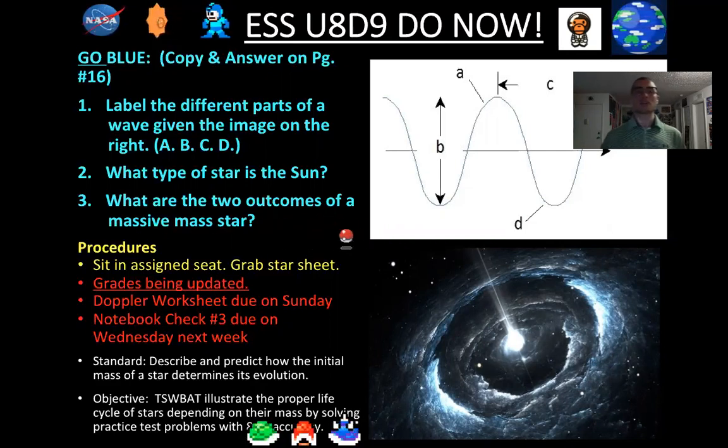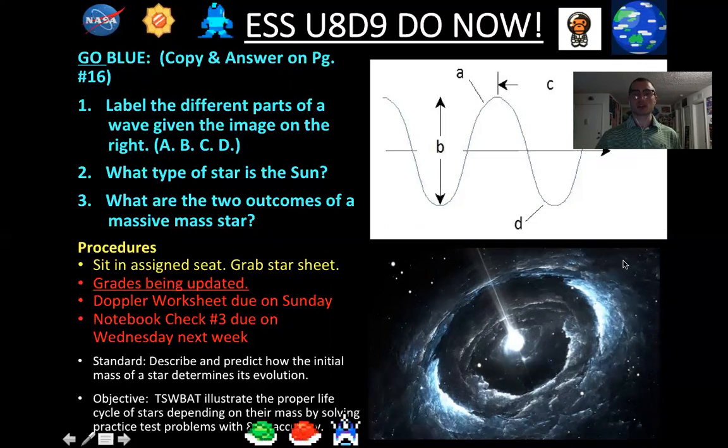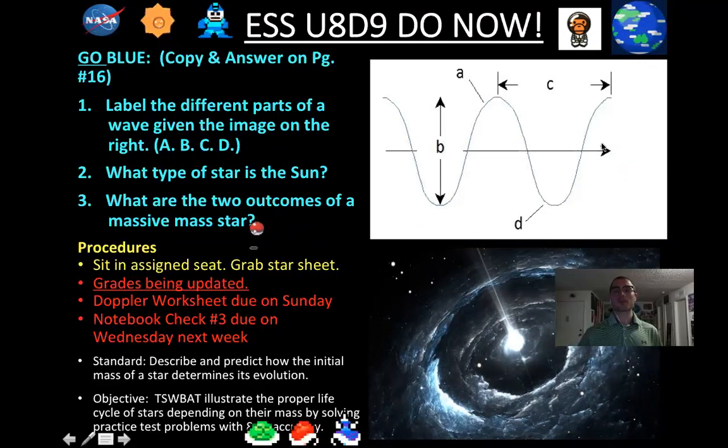Let's go to our Go Blue on page 16. Number 1, label the, and this is super important. Let me kind of move my screen out of the way. Super important. We've got to know the different parts of a wave, right? So we've got A, B, C, and D, labeling those separate parts from yesterday, where I think we plotted the parts of a wavelength, or a wave.